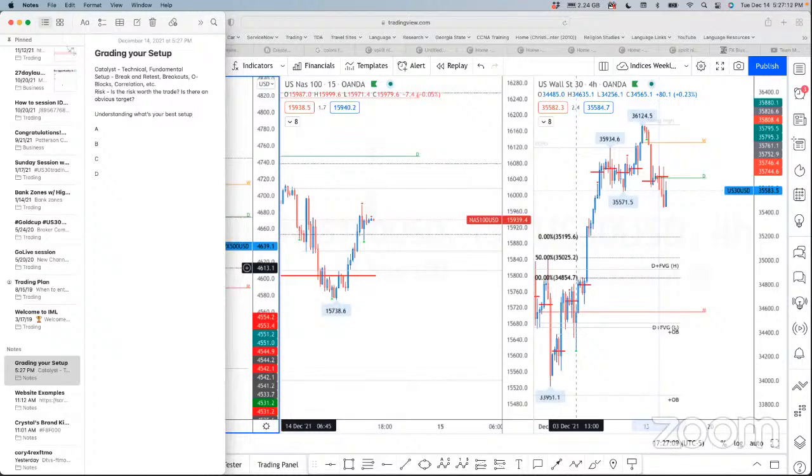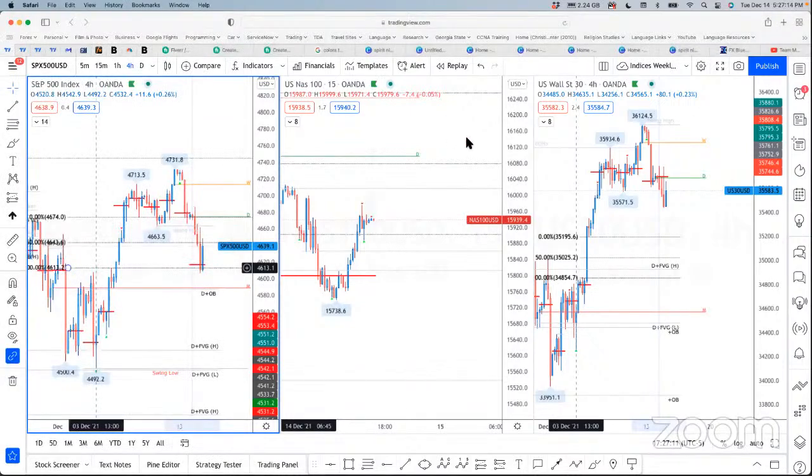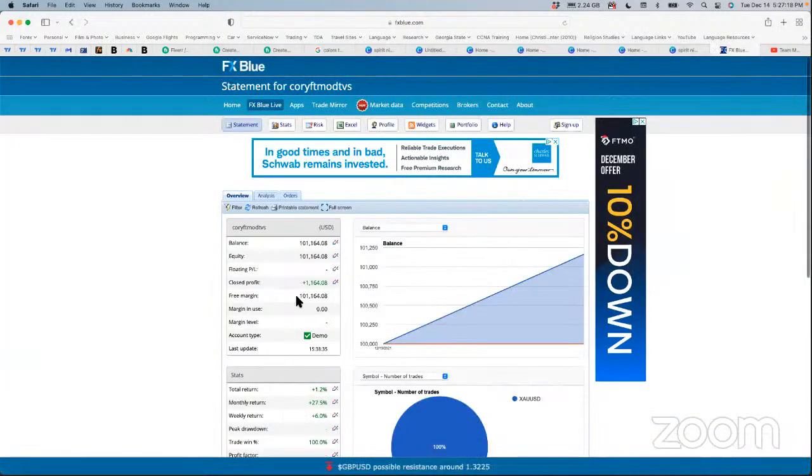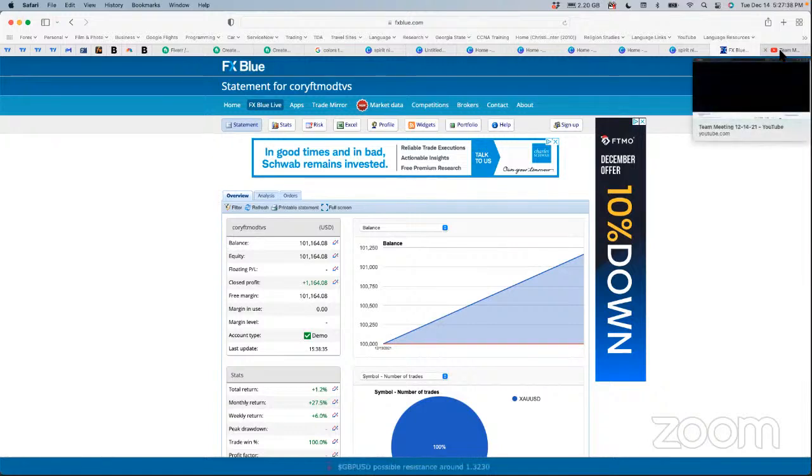One of the ways that I recommend that you guys do this is to use, some people use my FX book, but I like this site better because you can get way more information. And this is FX Blue, and you can set up an account with them for free.